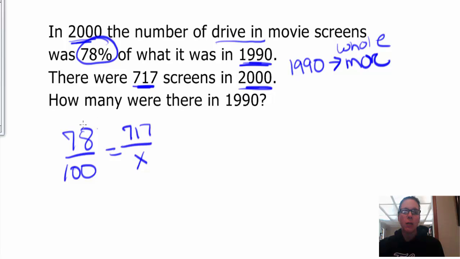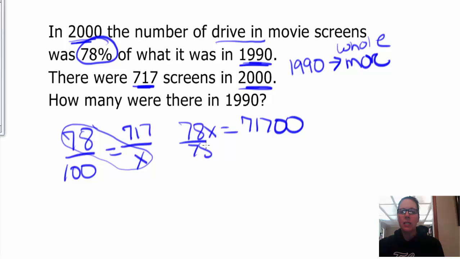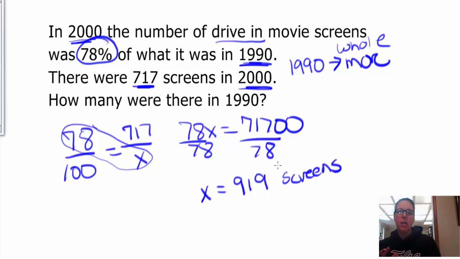Again, we're going to cross multiply. Divide by 78, and you will get a decimal, which is fine when you're dealing with broad numbers like that. You're going to end up with 919. Please label it. I think it was 0.23 screens, so we'll just say 919 screens. I'm fine with that. You can put the decimal in there if you want. 919 movie screens. So you really got to think about which is my part, which is my whole.